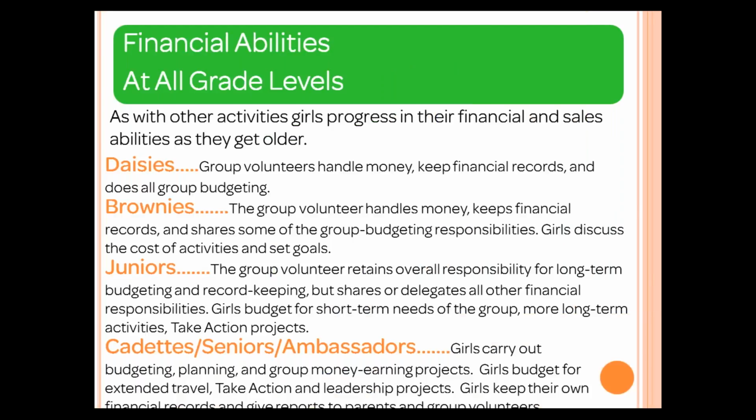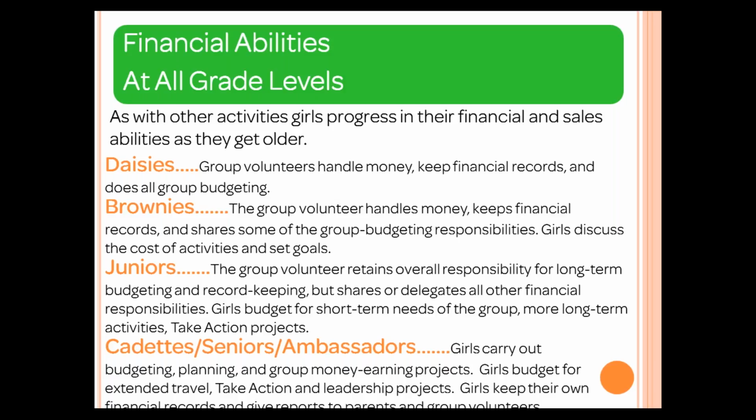Of course, girls at different grade levels have different financial abilities. I'm going to quickly run through how they can handle financial and sales abilities as they get older. At the Daisy level, group volunteers handle the money, keep financial records, and do all the group budgeting. When they grow into Brownies, the group volunteer handles money, keeps financial records, and shares some of the group budgeting responsibilities. Start to introduce the girls to discussing the cost of activities and to setting goals.